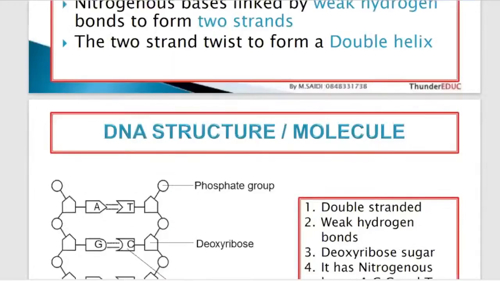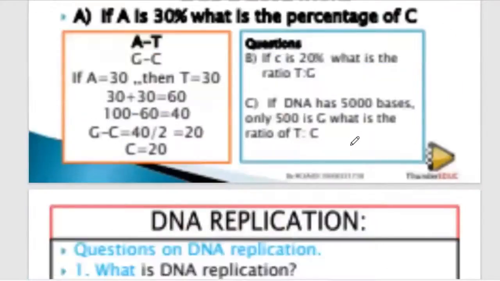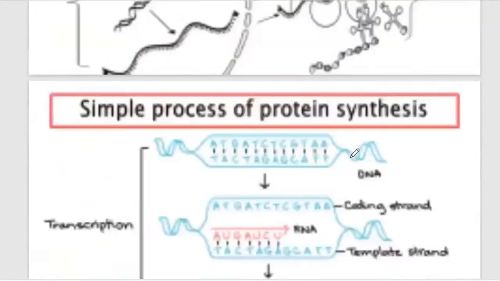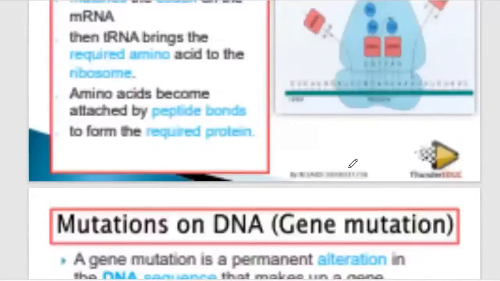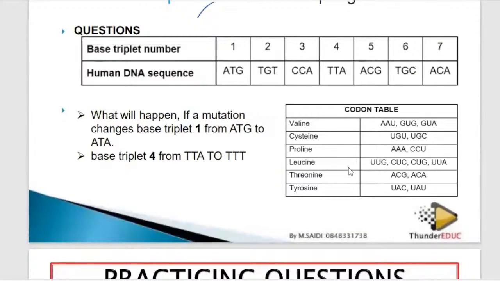Excel in Life Science Distinction Material. Here, I don't want the structures, okay? What I want is at the end here, the mutations. Guys, let's answer this question: what will happen if a mutation changes triplet number 1? From this to this, it means that this has been changed.